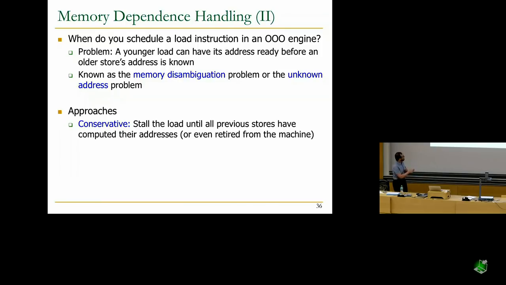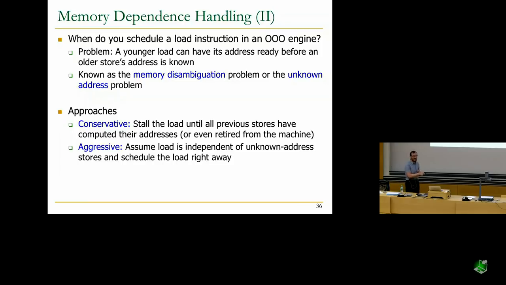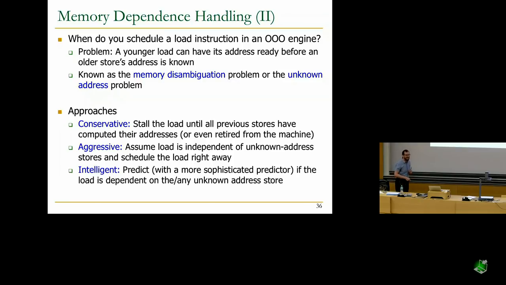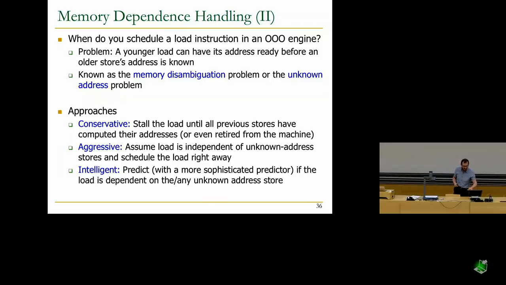You can be very aggressive. You can assume the load is independent of unknown address stores and schedule the load right away. Or you could be intelligent. You could predict with a more sophisticated predictor if the load is dependent on any unknown address store or a particular unknown address store. Now there are complications over here, which we will also briefly talk about.